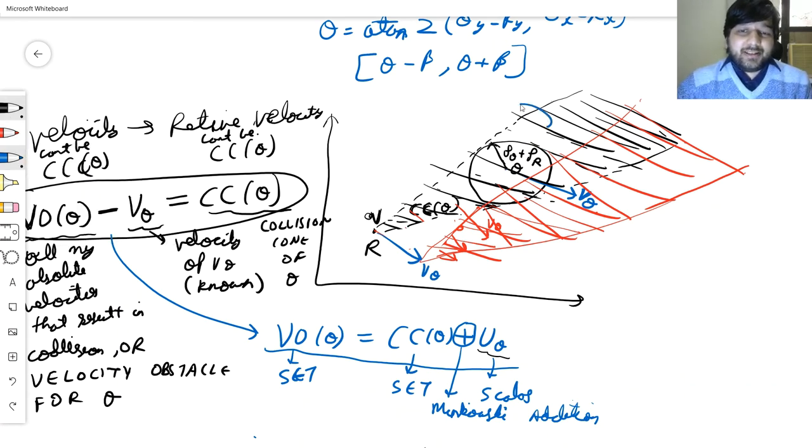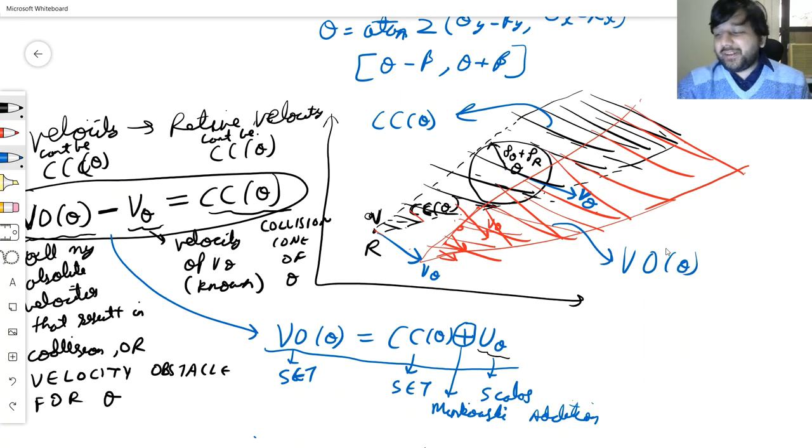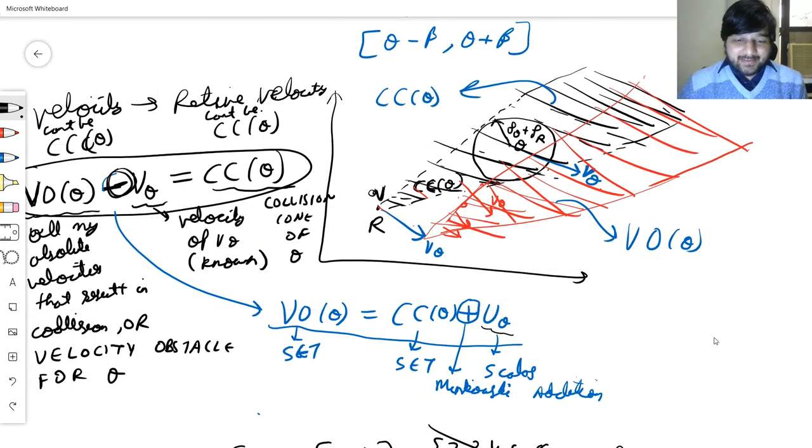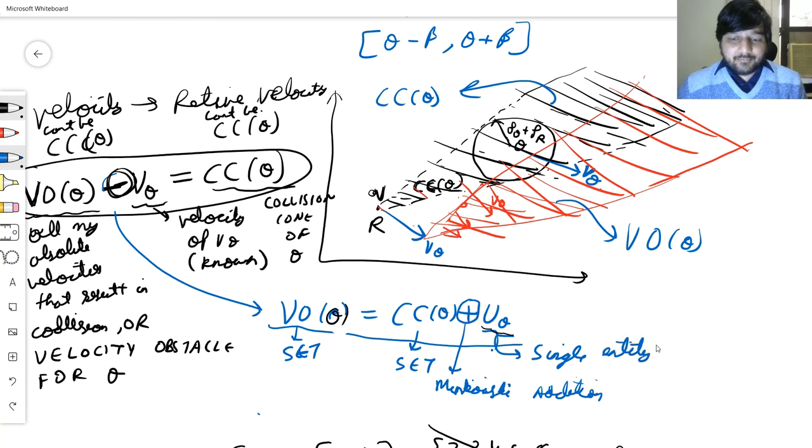Conventions again. So this is the collision cone of O, and this red one is the velocity obstacle of O. The only thing that I changed was that instead of speed, I made use of relative speed, and then everything followed. And of course, this is also Minkowski subtraction. That's also a Minkowski subtraction, and this is not a scalar, my bad. So this is a single entity. That's like saying a single speed, a single entity.